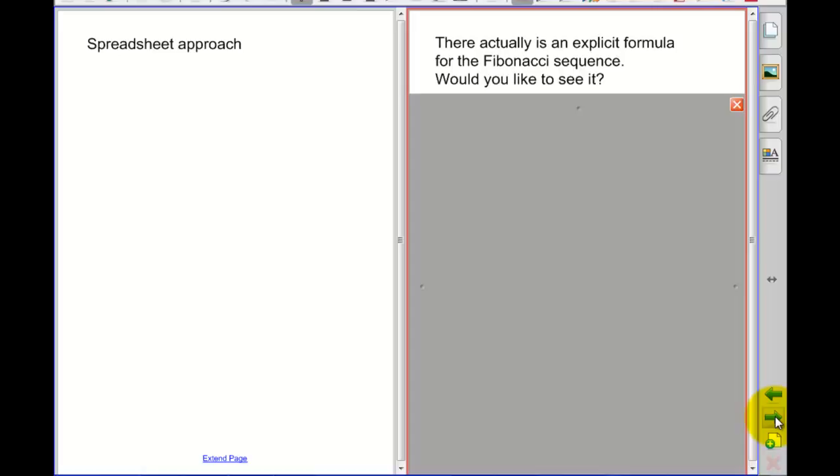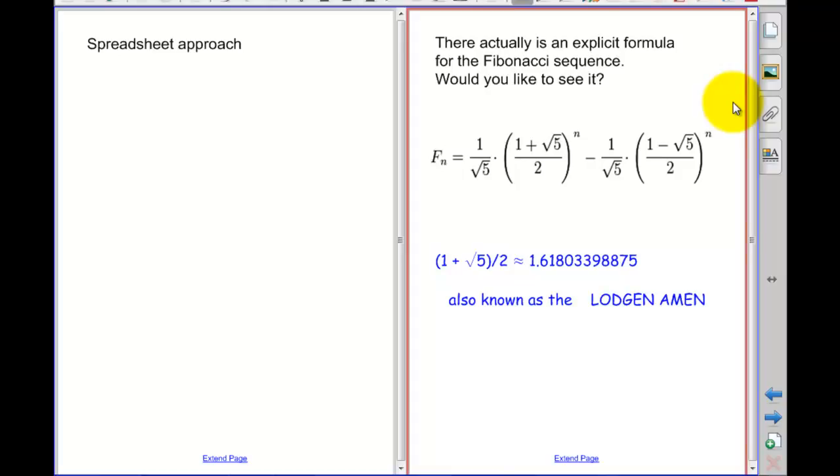Yes. Here she is, the Princess Buttercup. Yes, Princess Bride. Look at that. Wow. Huh? And this 1 plus the square root of 5 over 2 is what we saw in that ratio before, right? Also known as the Lagina man.